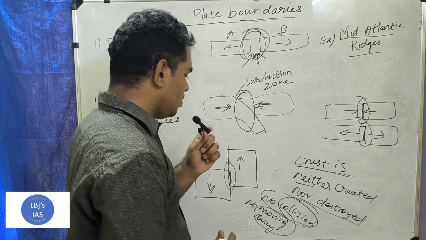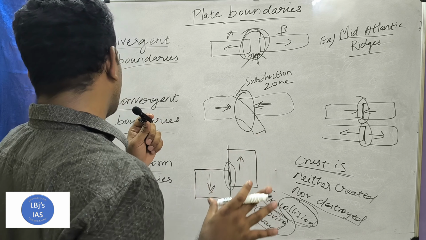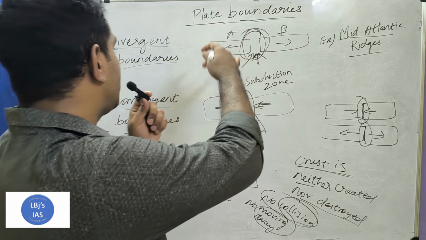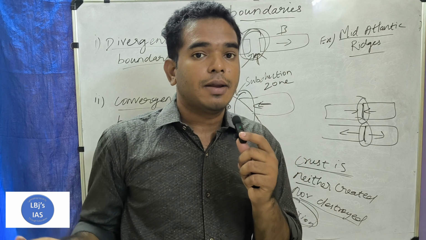So this is what is known as transform boundaries. These are all the three major types of plate boundaries.